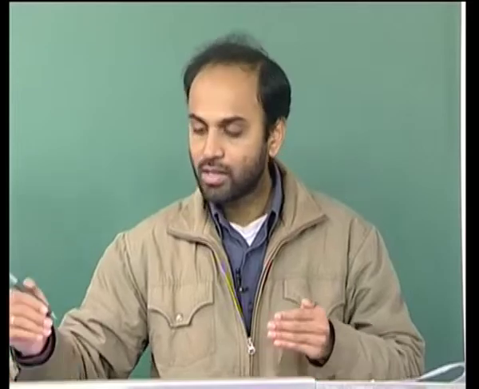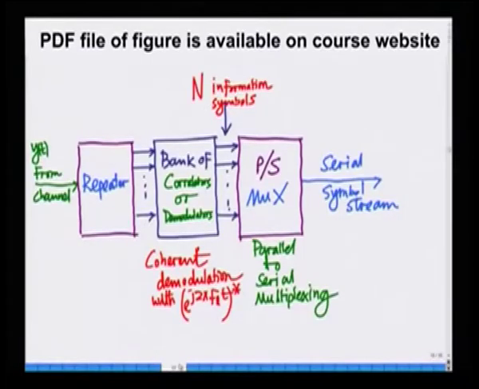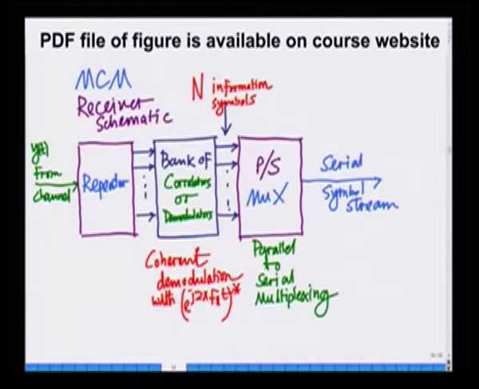All right. So, this is the schematic, and in fact, this is the receiver schematic in a multi-carrier modulation system. Let me also write that down. This is the receiver schematic of a multi-carrier modulated system, MCM, which is fairly simple at this stage, consisting of a repeater, bank of correlators, demodulator, and parallel to serial, which sends out the serial bit stream.